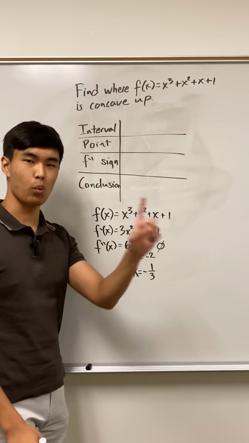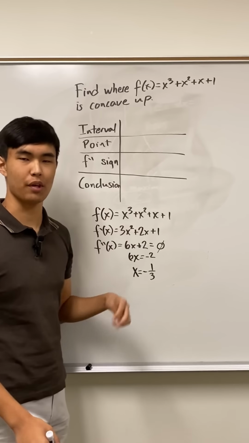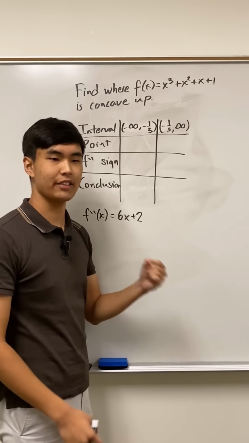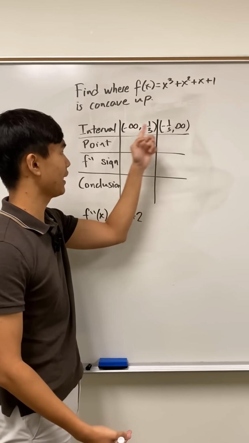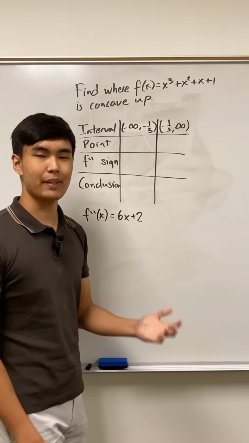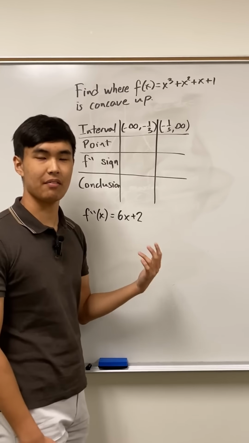Now we know that since there's one point of inflection, there's going to be two intervals we have to consider. We take our point of inflection at x equals -1/3, and we cut the number line at this point into two intervals. This is because the point of inflection tells us when the concavity of a function changes.